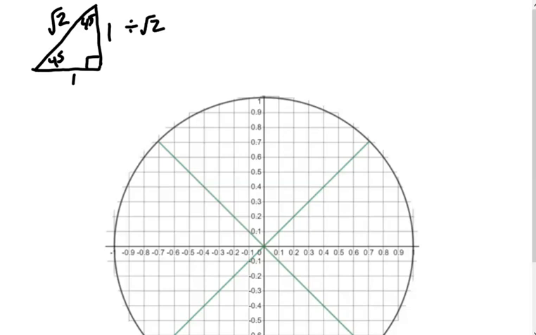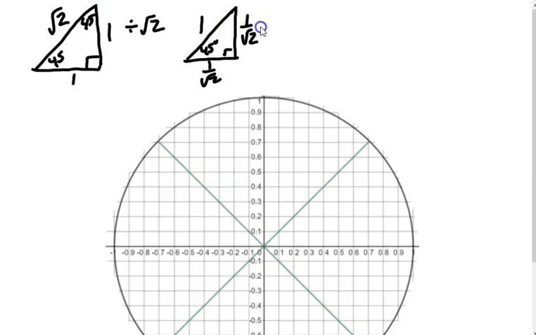the hypotenuse now is the square root of 2 divided by the square root of 2, which would just be 1. The two legs are both 1 divided by the square root of 2. Still a 45-degree angle on both of those angles, but we've scaled it down to fit inside the unit circle.